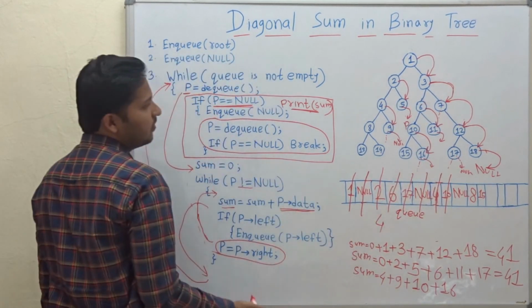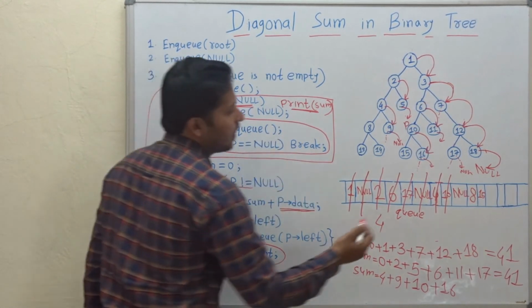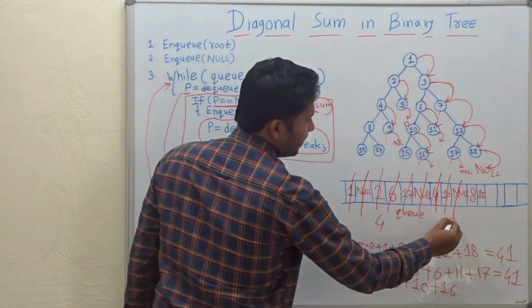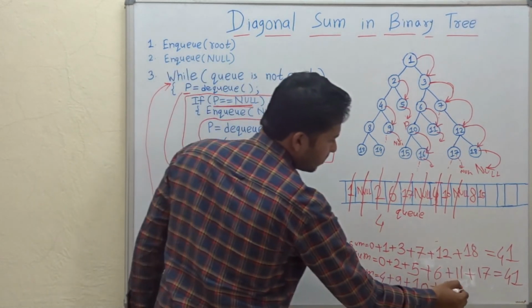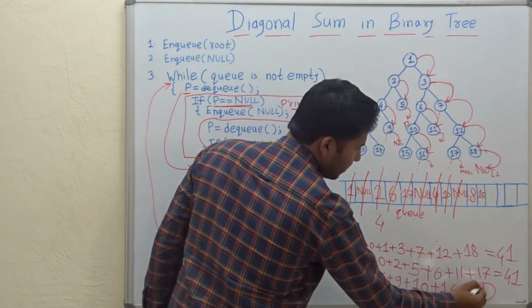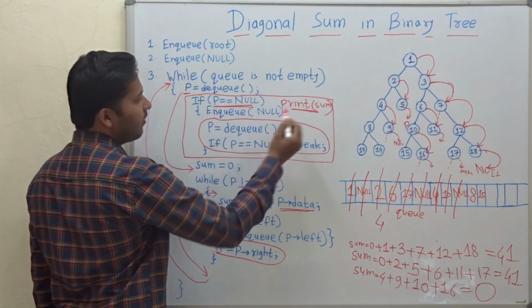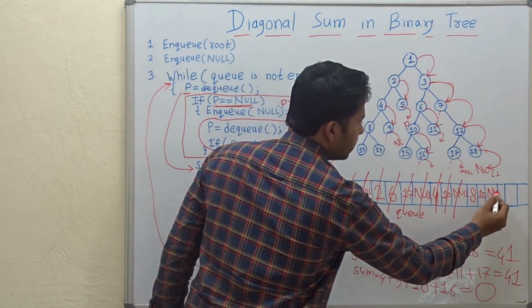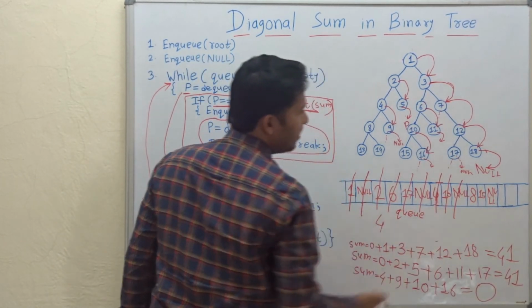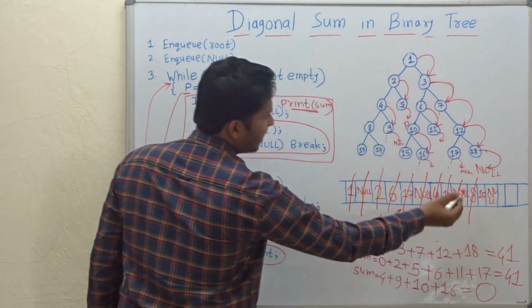As it is null, we come out of this while loop and we DQ again. So now when we DQ, we get null. This means these are the diagonal elements and we have to print the sum. So as P equals null, we have to print the sum and we have to NQ another null. So we have to NQ another null here. Now when we NQ another null, just DQ again.